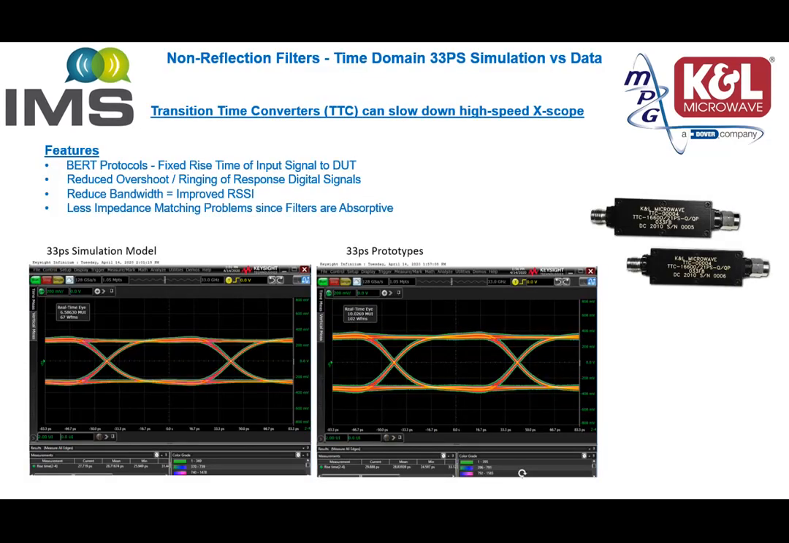Transition time converters, or TTC, can slow down the high-speed oscilloscopes. They are perfect for BERT protocols that are calling for a precise rise time. They reduce the overshoot and ringing, reduce the bandwidth, and cause fewer impedance match problems since the filters are absorptive.